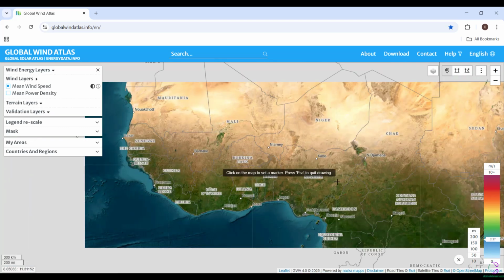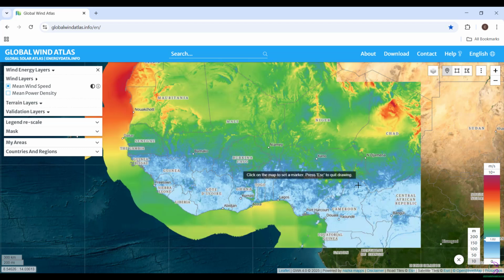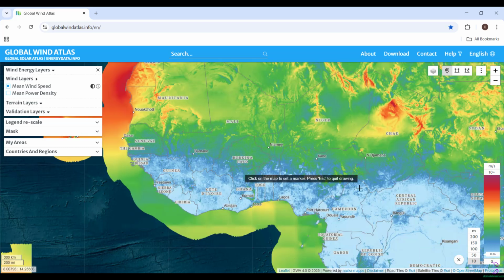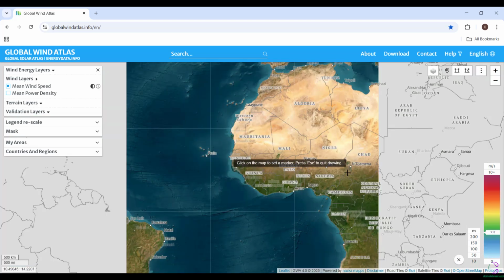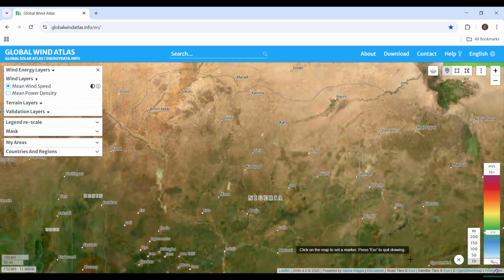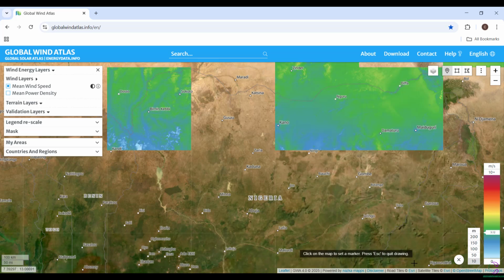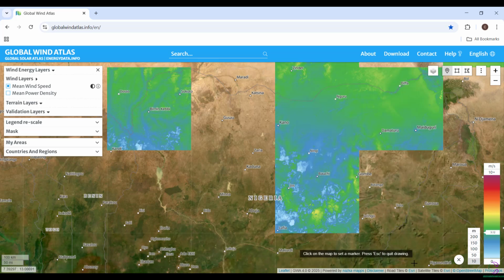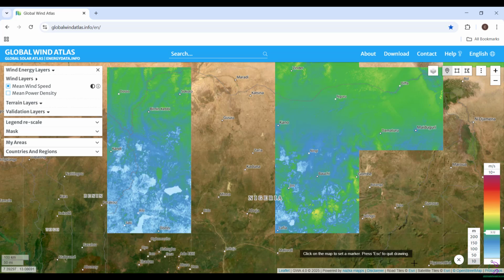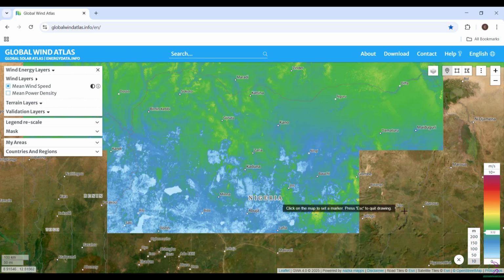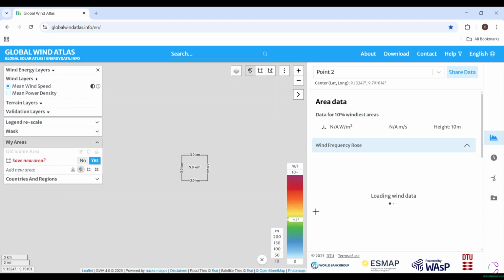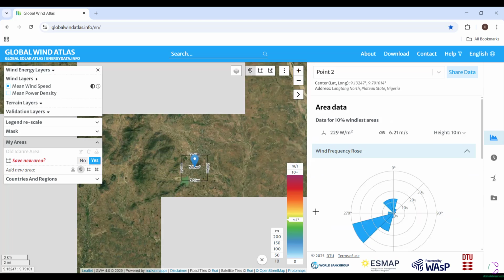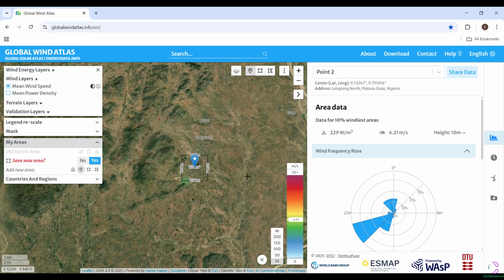So if we zoom down to Nigeria, you can see that Nigeria is not really favorable for wind. However, there are some locations that have significant wind speeds. So this is Nigeria here. So we just wait for it to load all of the wind speed. Okay, it's loading now. You can see that there are patches of good wind. For example, this location in Lafia is showing about 4.6 meters per second.